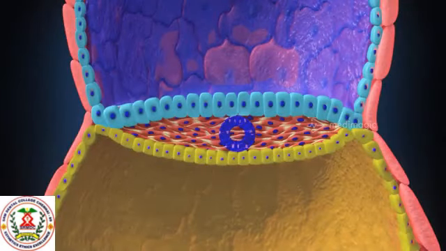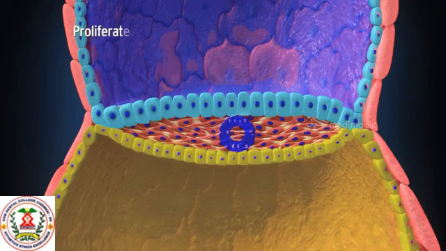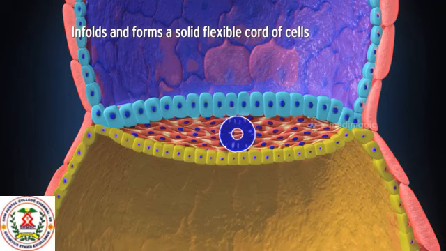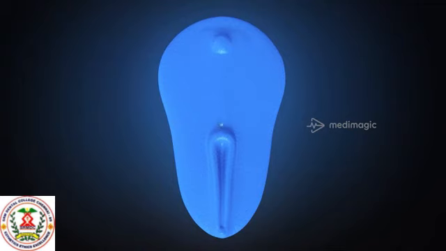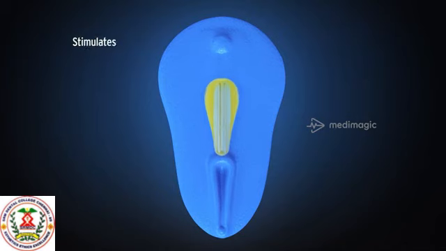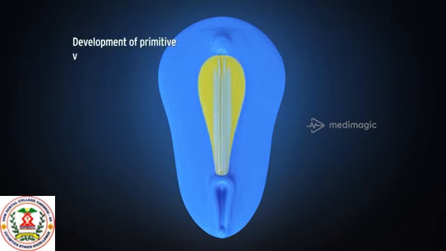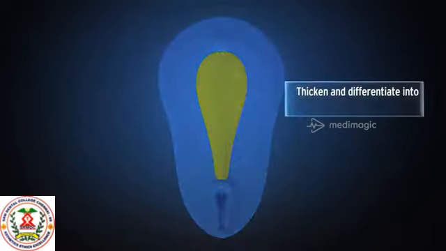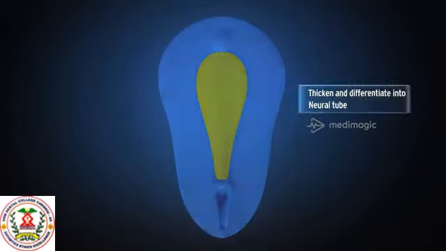The cells of the notochordal plate begin to proliferate in the craniocaudal direction. These proliferating cells enfold and form a solid flexible cord of cells known as the definitive notochord. The notochord functions as primary inductor. It stimulates the development of the primitive vertebral column, and it induces the overlying ectoderm to thicken and differentiate into the neural tube.